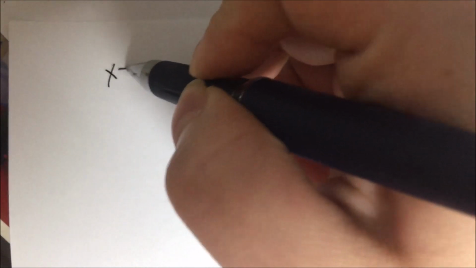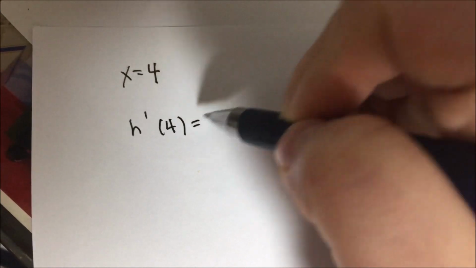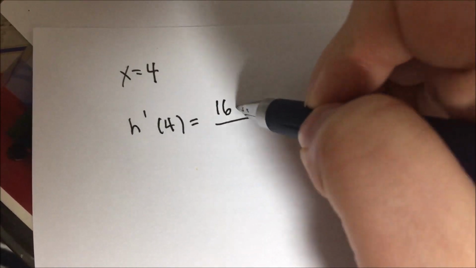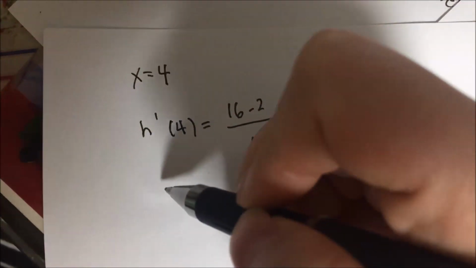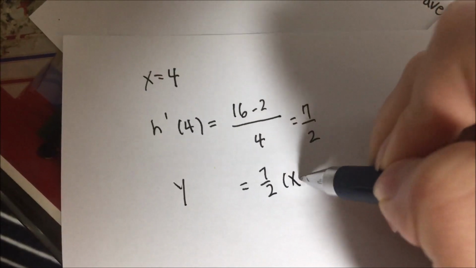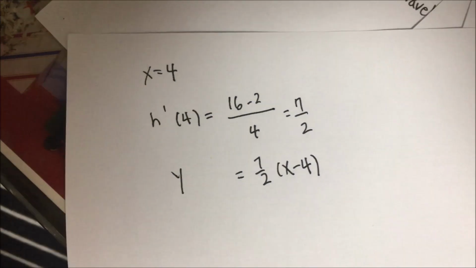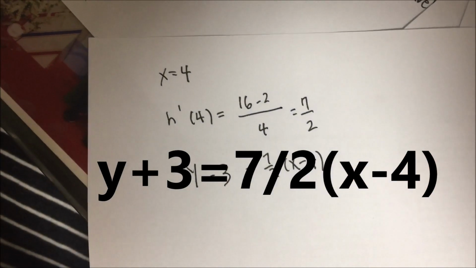C says, write an equation for the line tangent to the graph of h at x equals 4. So if you want to find the tangent line, you should first find the slope, which is the derivative. So if you find h prime of 4, it will give you the value of 7 over 2. The problem states that h of 4 equals negative 3, so it can be y plus 3 equals 7 over 2 times (x minus 4).